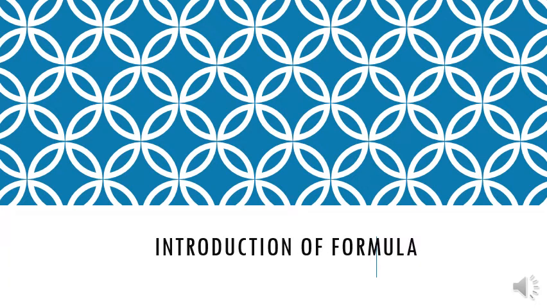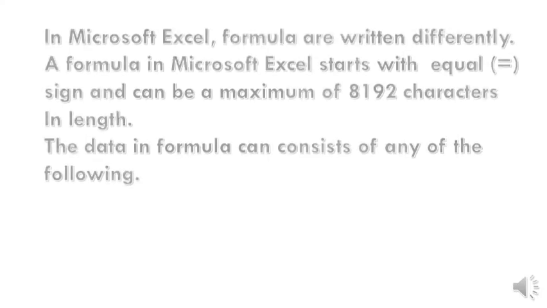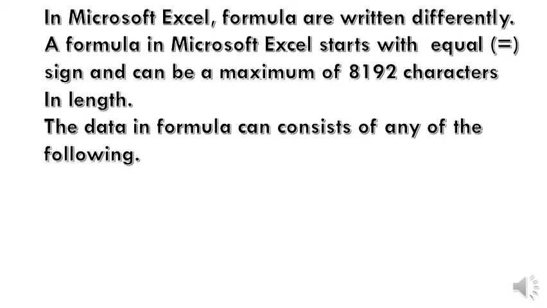Introduction of formula. In this chapter, we will learn how we can use formulas. First, I am going to explain the basic formula. In Microsoft Excel, formulas are written differently. A formula in Microsoft Excel starts with an equals to sign and can be a maximum of 8192 characters in length. The data in a formula can consist of any of the following. It means if you are writing a formula, you can use the following things. How many things can you use?